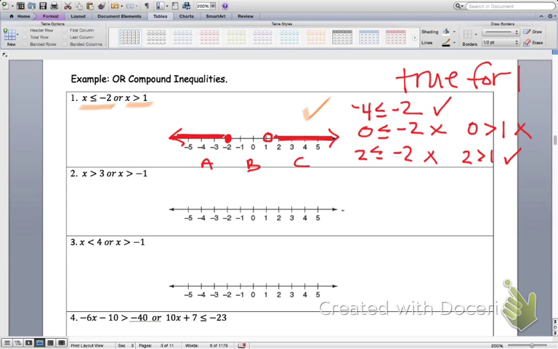And this is my final answer. So numbers on the left of -2 and on the right of +1 will be solutions for the compound inequality. Let's go ahead and look at the next one.